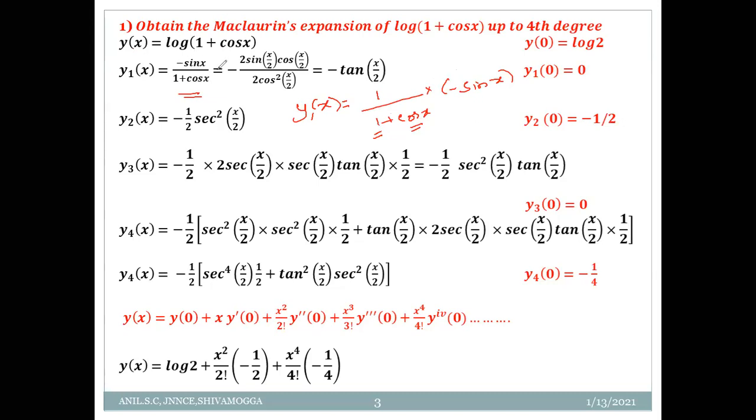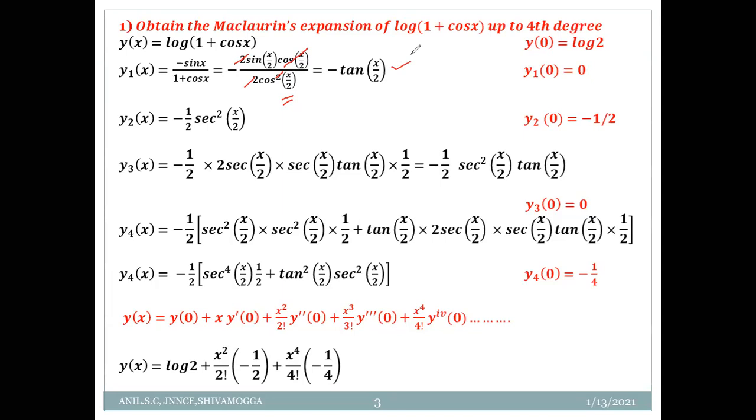To simplify further, we keep this negative sign as is, and sin x can be written as 2 sin x by 2 into cos x by 2, half angle expression. This is divided by 1 plus cos x, which can be written as 2 cos square x by 2. Both numerator and denominator are expressed in terms of half angles. Now cancel this 2 with this 2. Cos x by 2 cancels with one cos x by 2, giving minus sin x by 2 divided by cos x by 2, which is tan x by 2.